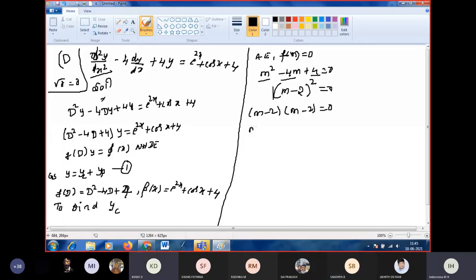Next, m minus 2 equal to 0, or m minus 2 is equal to 0. M equal to what? 2. M is equal to 2, 2. Since it is order 2, roots are real and equal. 2 roots we got.